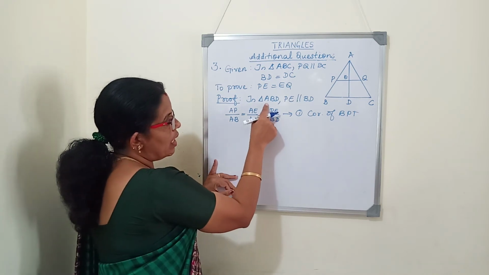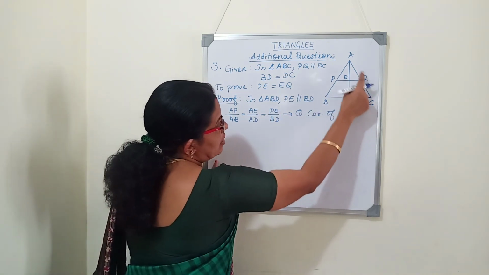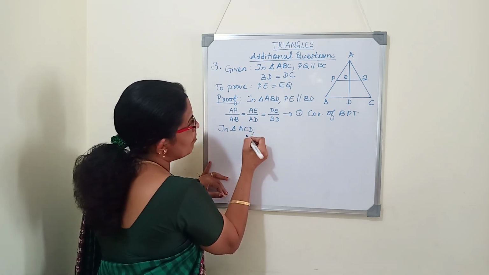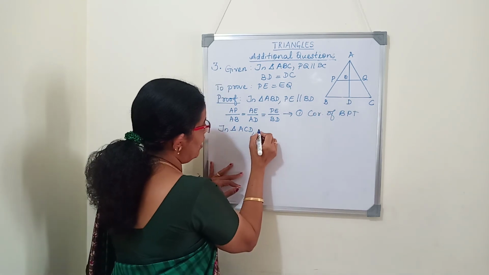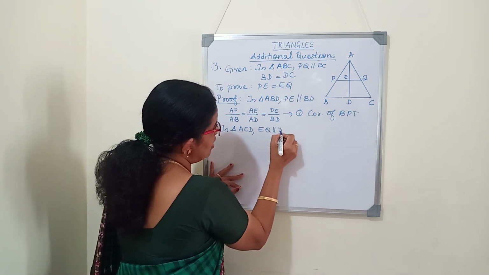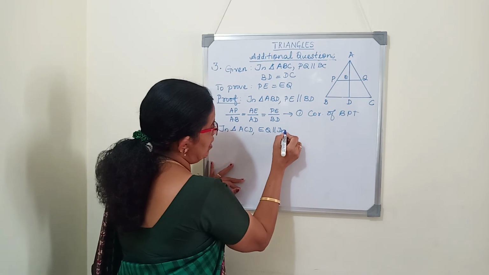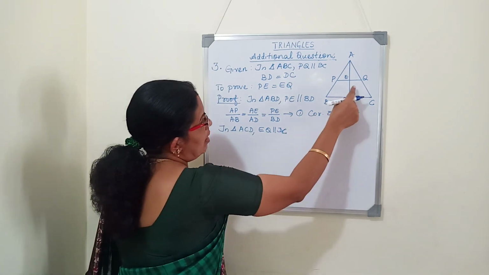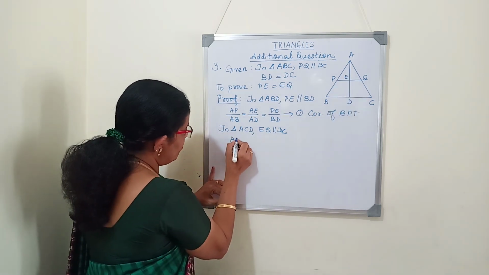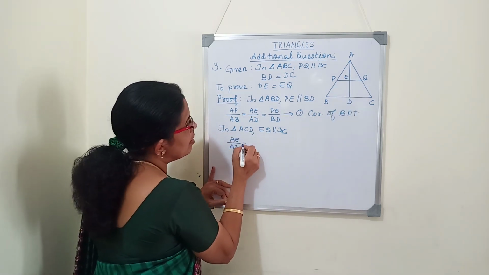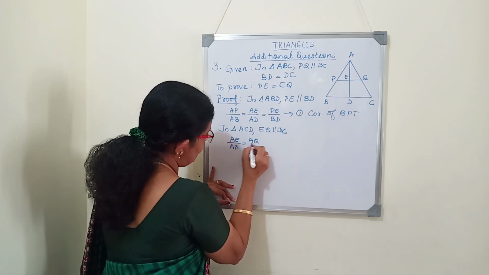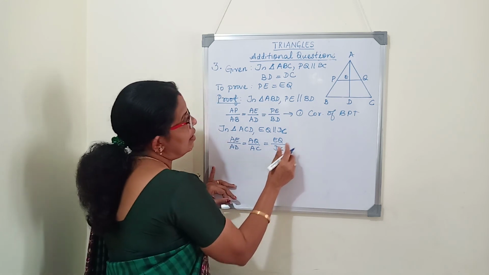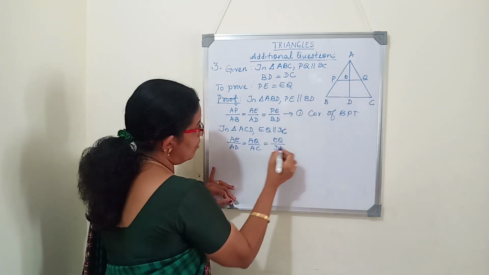Now we have considered triangle ABD. Similarly, we'll consider triangle ADC or ACD. In triangle ACD, we can say that EQ is parallel to DC. The reason is PQ is parallel to BC. Same way we will apply corollary 3. We'll start AE by AD equals AQ by AC equals EQ by DC. All the three corresponding sides of the smaller triangle and the bigger triangle we have written. Corollary of BPT.